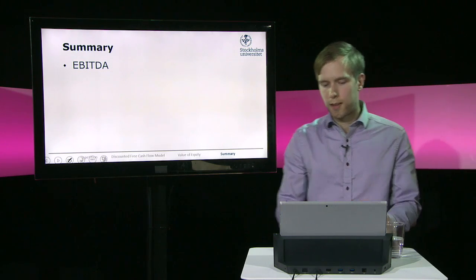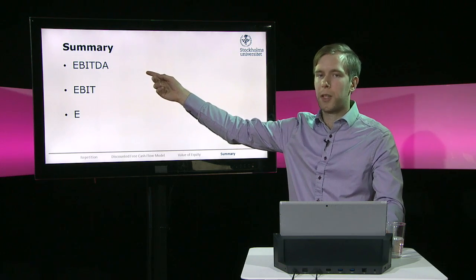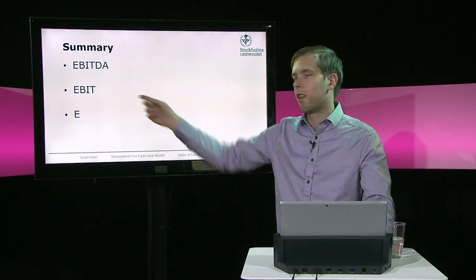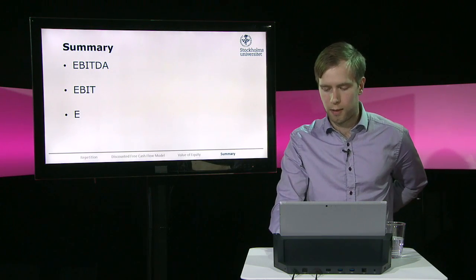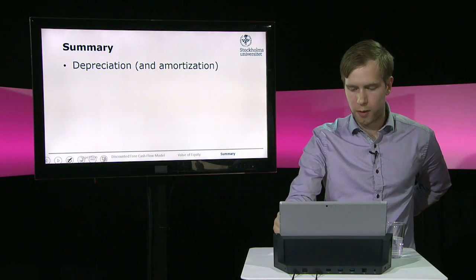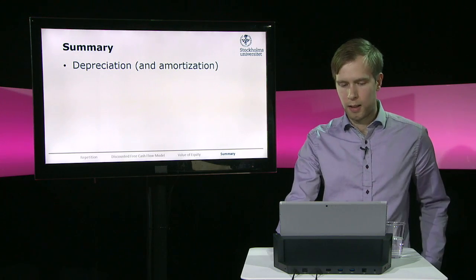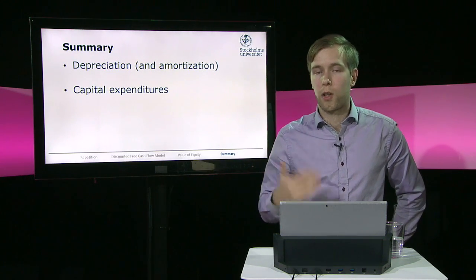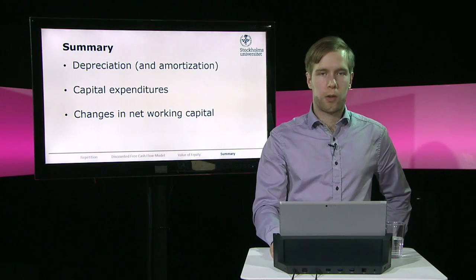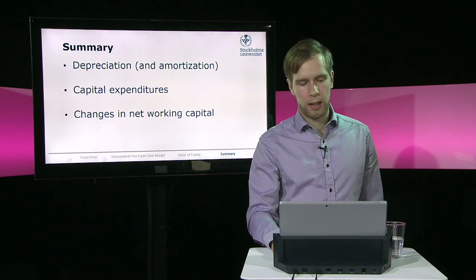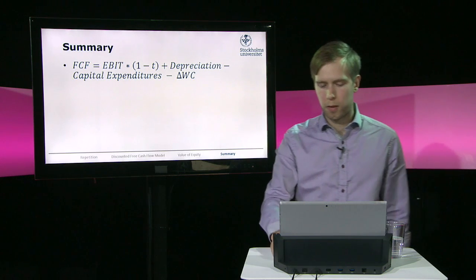All right, to summarize, we had some different earnings measurements. We had EBITDA, which was earnings before interest, taxes, depreciation, and amortization. We have EBIT, which is earnings before interest and taxes. And finally, we have earnings or net earnings. We looked at how depreciation and amortization affects the cash flow of the firm, or rather how to adjust for it if you start from an earnings figure. We also looked at capital expenditures in the same way, and we looked at changes in net working capital and how that affected it. That was in the first video. And we ended up with this formula for the free cash flow of the firm.